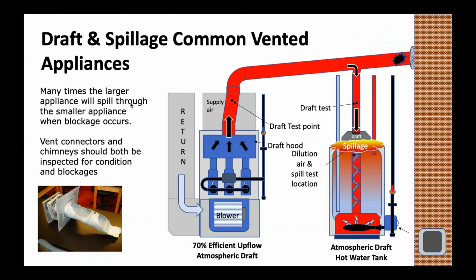What you'll see a lot of times is where the larger appliance will actually spill out the smaller appliance, on the hot water tank. So in this case I've got a furnace, and I've got a blockage here. A lot of times this happens more on induced drafts. I should probably throw an 80 plus furnace in here, but the flue gases go up and then exhaust out of the draft hood of the smaller appliance, and the spillage is there.